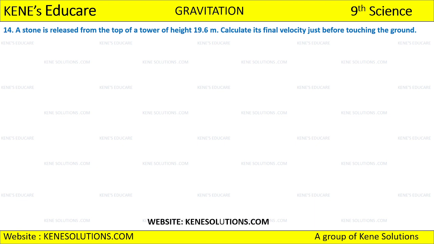V is the final velocity of the stone. S is the height of the stone, that is 19.6. And we know that small g is going to be 9.8 meter per second square. So we have to put the values in the formula, v square minus u square is equal to 2gs, and you will get the answer as 19.6 meter per second. Okay.